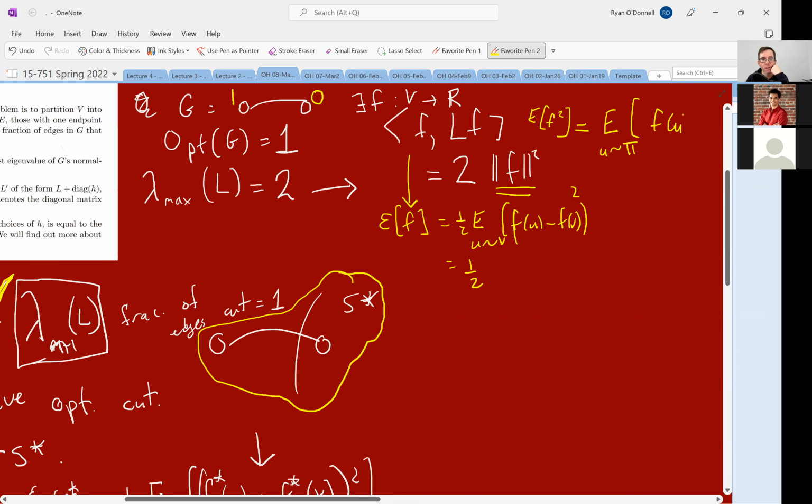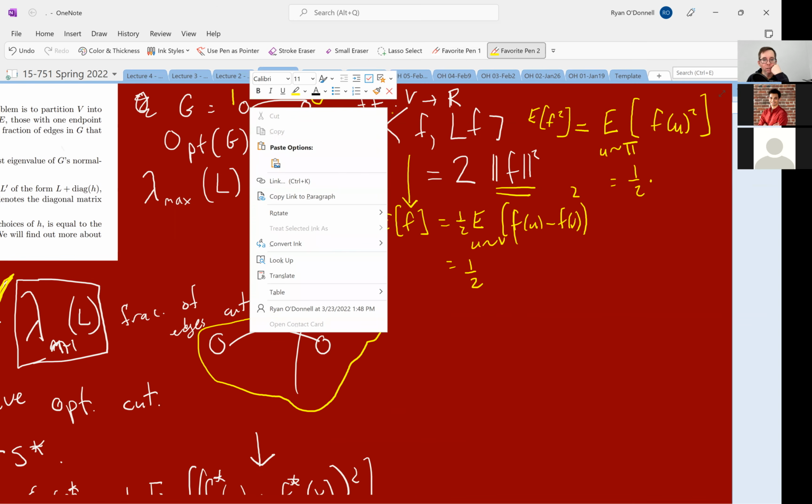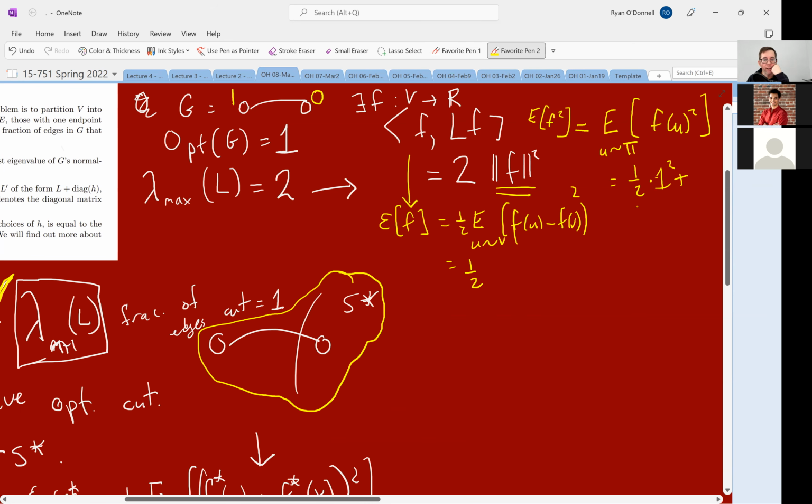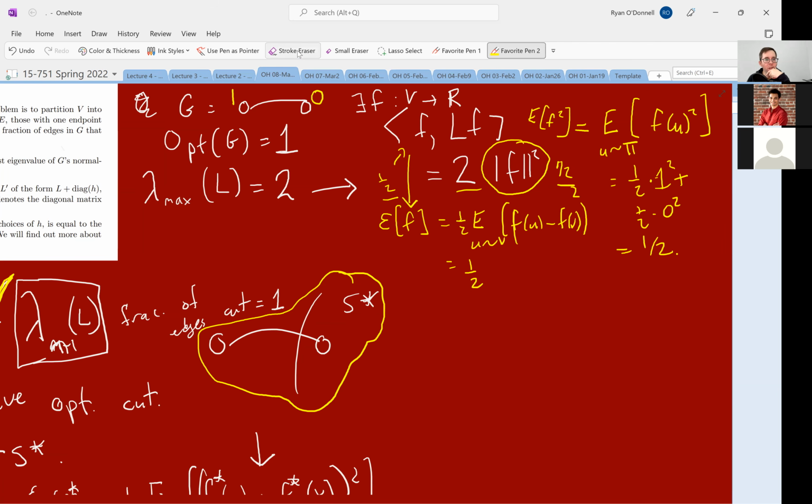Let's just write it down. Expectation of f(u) squared. Half the time you get this vertex, 1 squared, plus a half times 0 squared, which is a half. So this turned out to be a half. And then this left-hand side also turned out to be a half. Oh, but it didn't quite work, right? Because half is not 2 times a half. So maybe we have to scale.